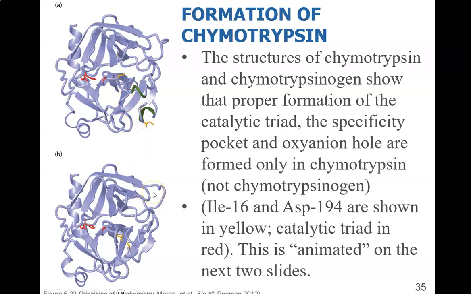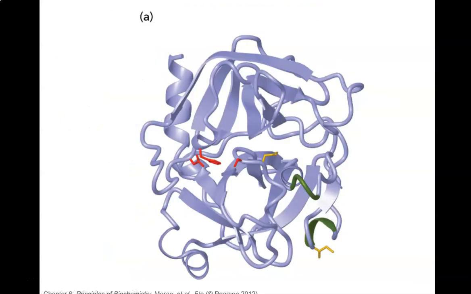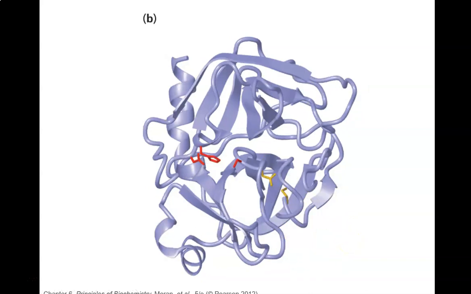So I'm going to give you these again. So here is chymotrypsinogen in red. This is the serine, that's the histidine, and that's the aspartate, and that's the catalytic triad, and they're not quite lined up, so the enzyme's not active. There's Asp-194 right there, and there is the isoleucine number 16. So this whole thing is intact. We haven't done a hydrolysis. But when we do a hydrolysis, watch what happens.